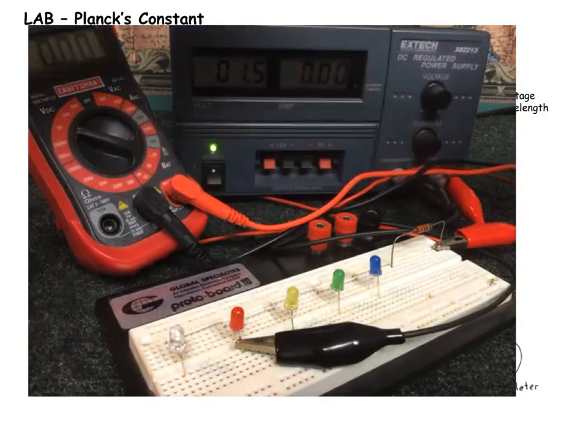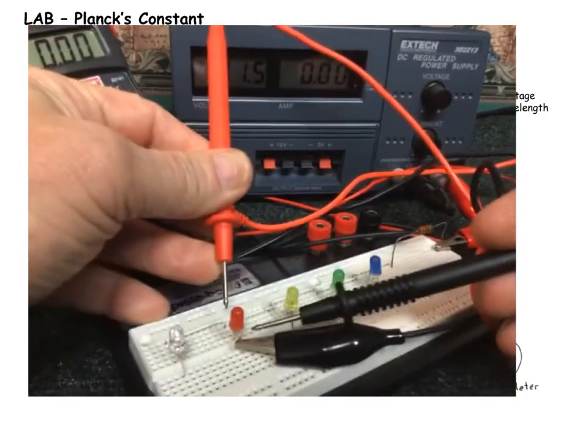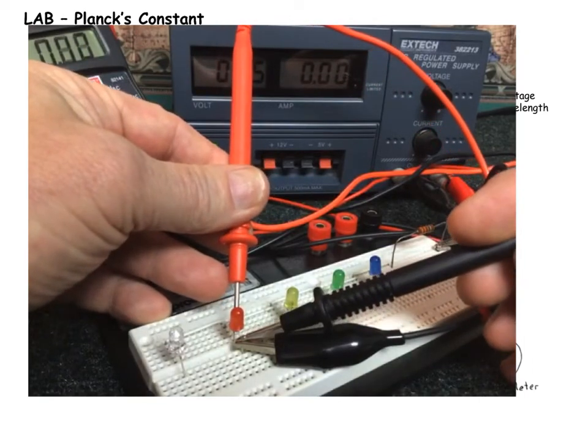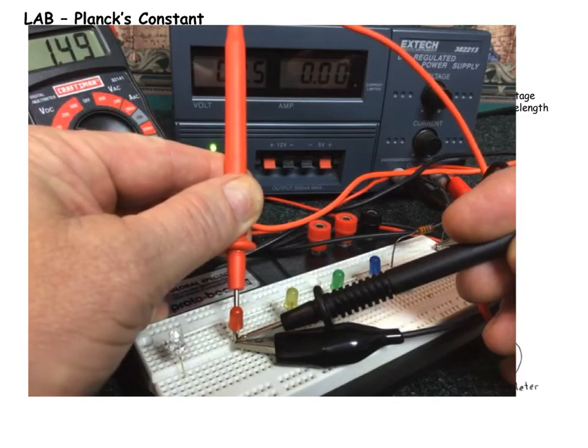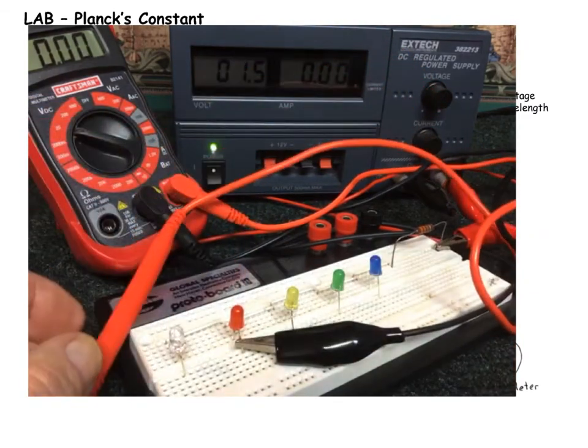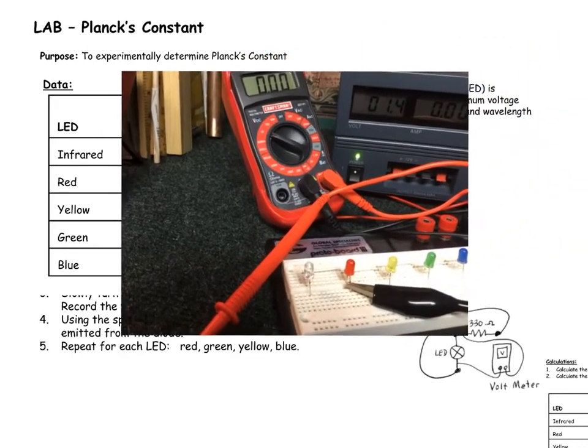I have it set to measure volts, and I'm going to put it across the LED, and we get 1.49 volts. All right, so we can record that in our data table. Okay, that was for the red LED. Let's do all of the voltages first, then we'll come back and measure the wavelength. The infrared one is going to require a slightly different practice, so we'll save that one toward the end.